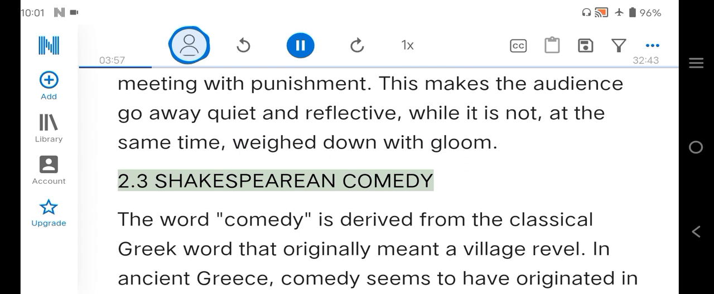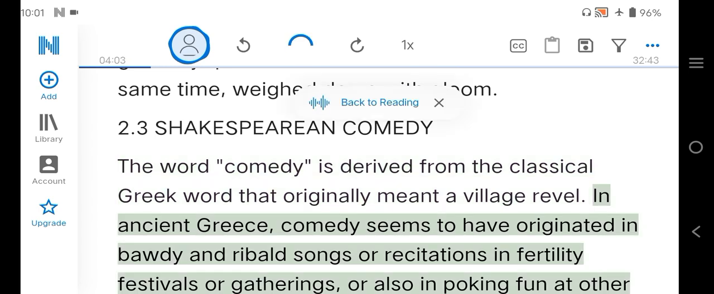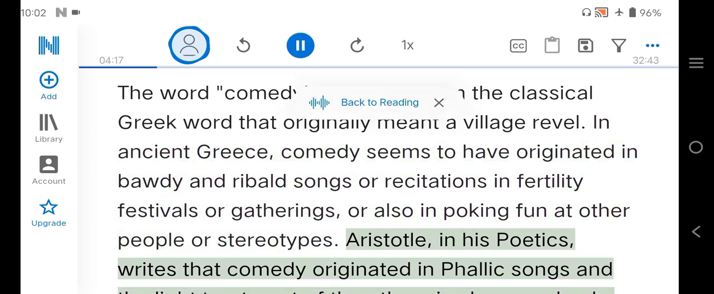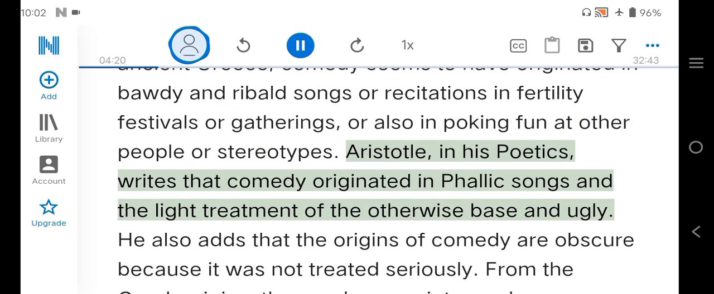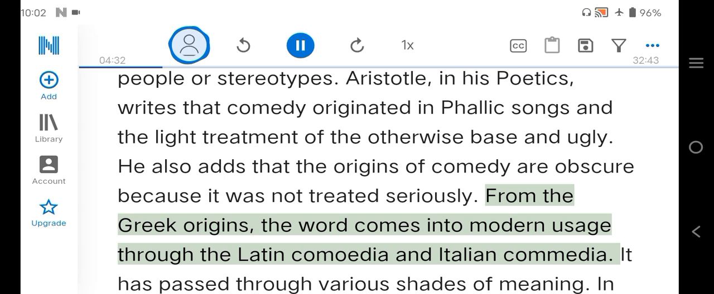2.3 Shakespearean comedy. The word comedy is derived from the classical Greek word that originally meant a village revel. In ancient Greece, comedy seems to have originated in bawdy and ribald songs or recitations in fertility festivals or gatherings, or also in poking fun at other people or stereotypes. Aristotle, in his Poetics, writes that comedy originated in phallic songs and the light treatment of the otherwise base and ugly. He also adds that the origins of comedy are obscure because it was not treated seriously.